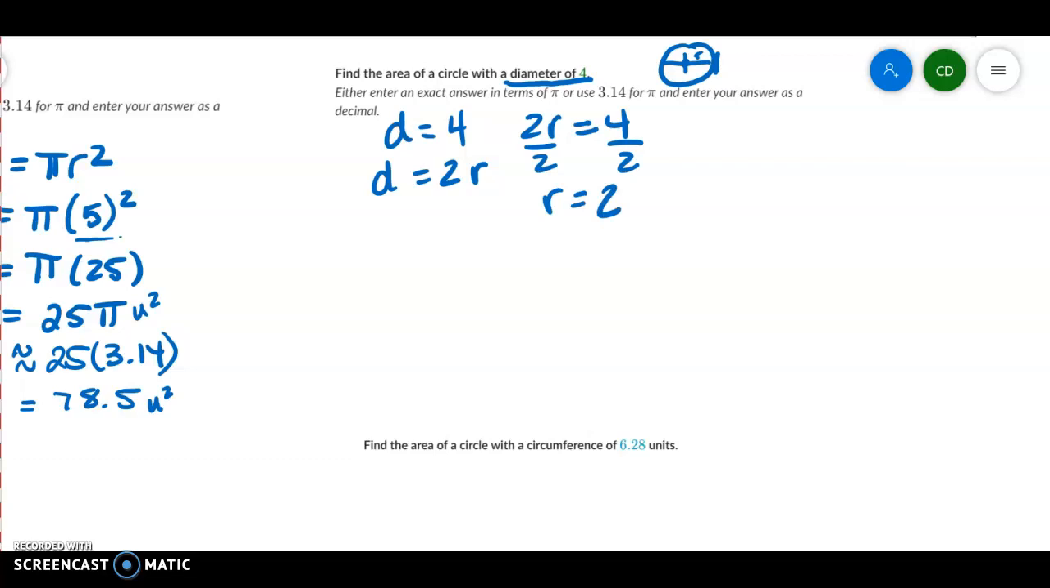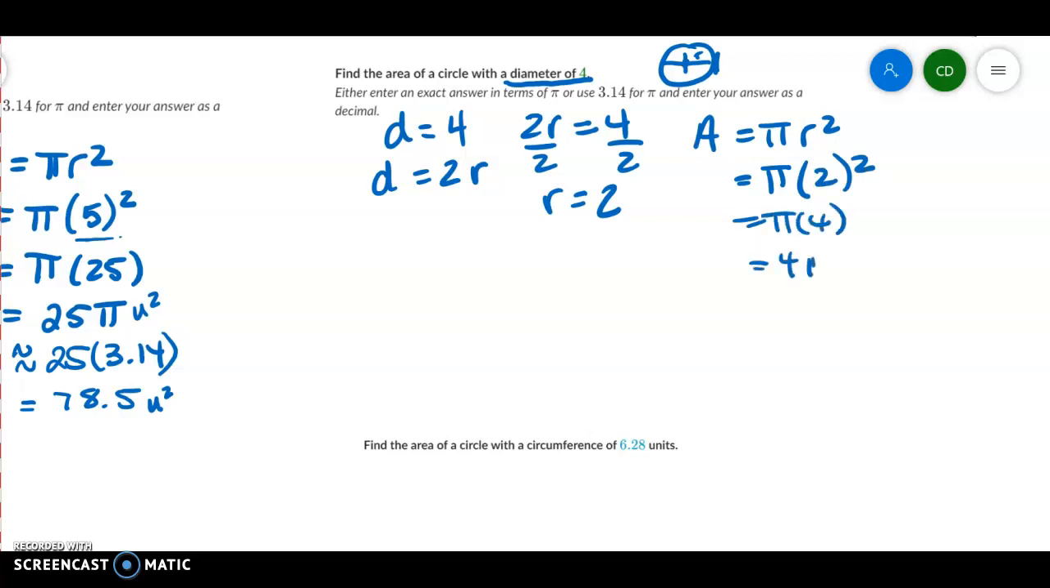Okay? So then I'm going to do the same thing I did before. Pi r squared, pi times my radius of, oops, not 4. See, that's the mistake you're going to make. 2. Then I'm going to square 2.